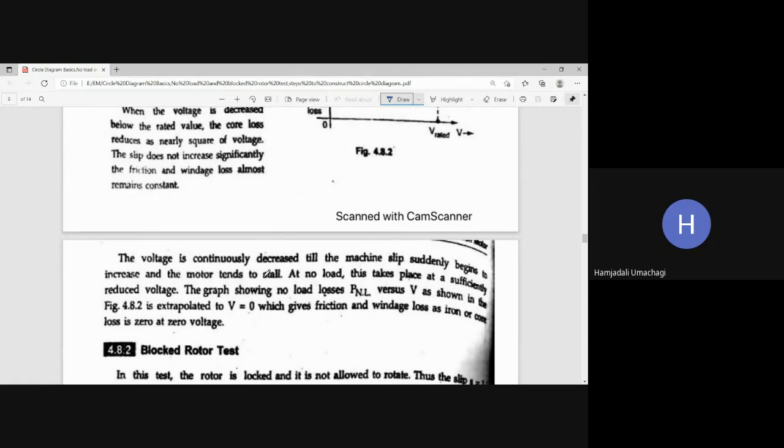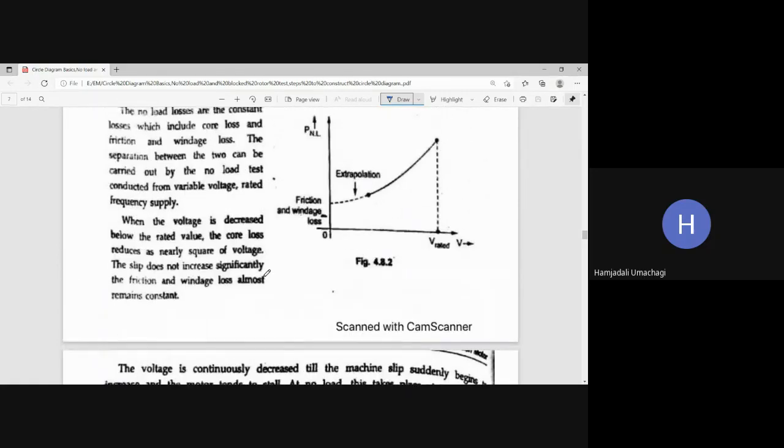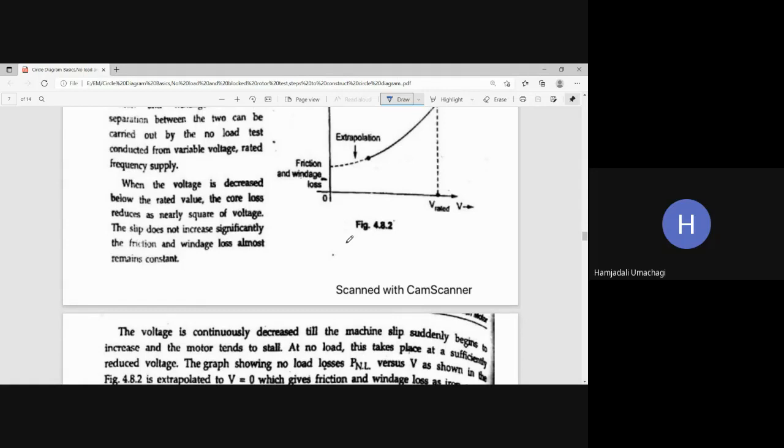stall. Means here initially the no load test is conducted at rated voltage. After that, we should keep on decreasing the voltage. How long should we decrease the voltage? Till the slip increases. When the machine comes to the resting condition, slip will be maximum, that is slip S equal to 1. So we should keep on decreasing the voltage till slip increases and the machine comes to the standstill condition. During the standstill condition, slip will be maximum, that is S equal to 1.